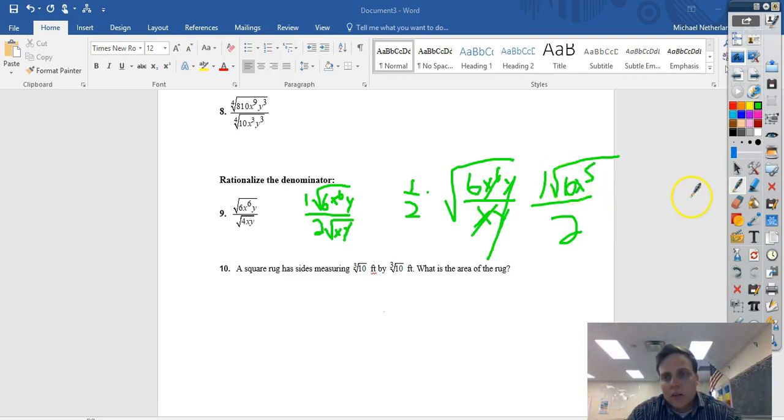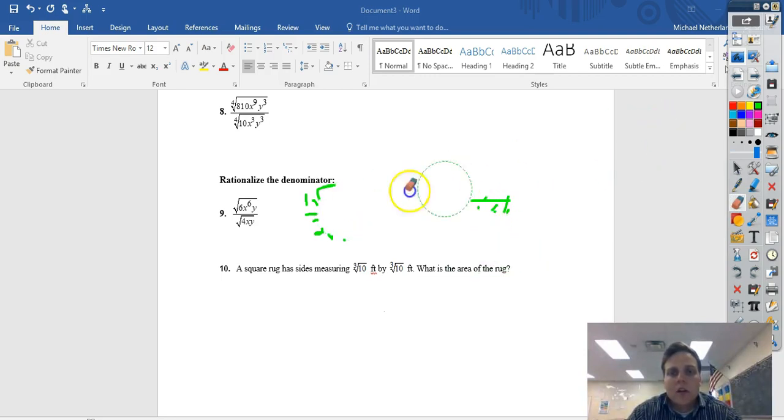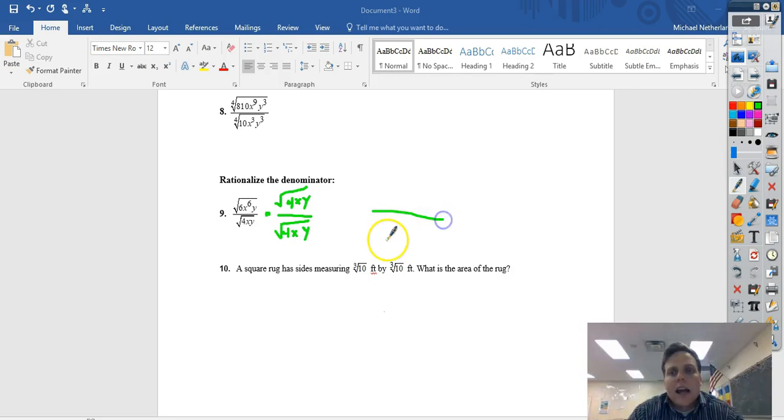However, the instructions were to rationalize, and I guess I came up with a bad problem. So let me show you what you'd have to do to rationalize. To rationalize, what you need to do is get the square root out from underneath the denominator. So what we're going to do is we're going to multiply both sides by the square root of 4xy. So then in the denominator now, I have 4xy.